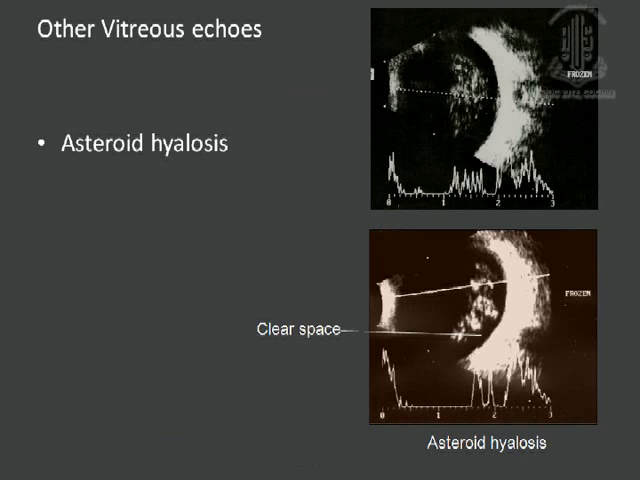Another common vitreous echo is what we call asteroid hyalosis, very easy to diagnose on ultrasound. They have multiple dot-like, moderate to high reflective echoes, and a very pathognomonic, very characteristic feature: a clear space between the echoes and the retinal surface. This is because most of these patients don't have a PVD, and that's the clear cortex that separates these soap-like deposits in the gel from the retina.